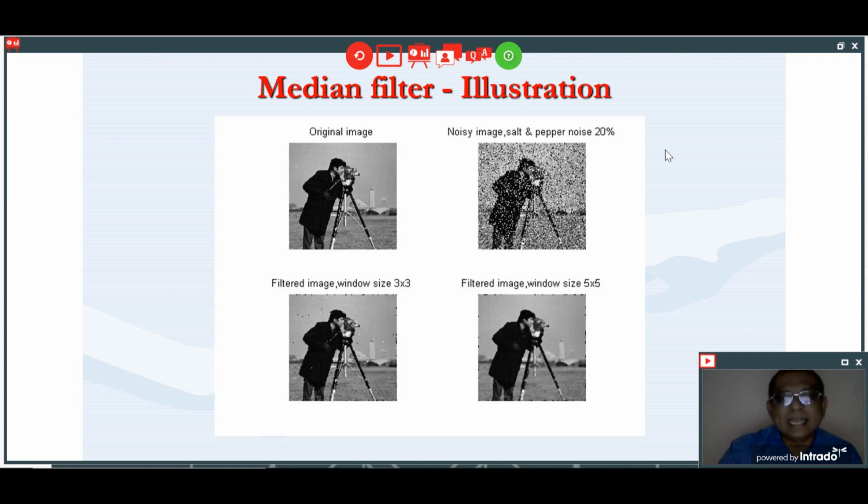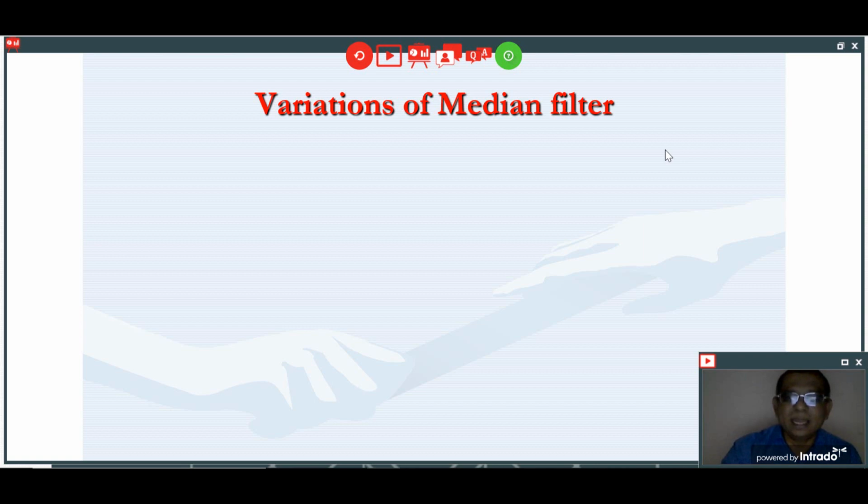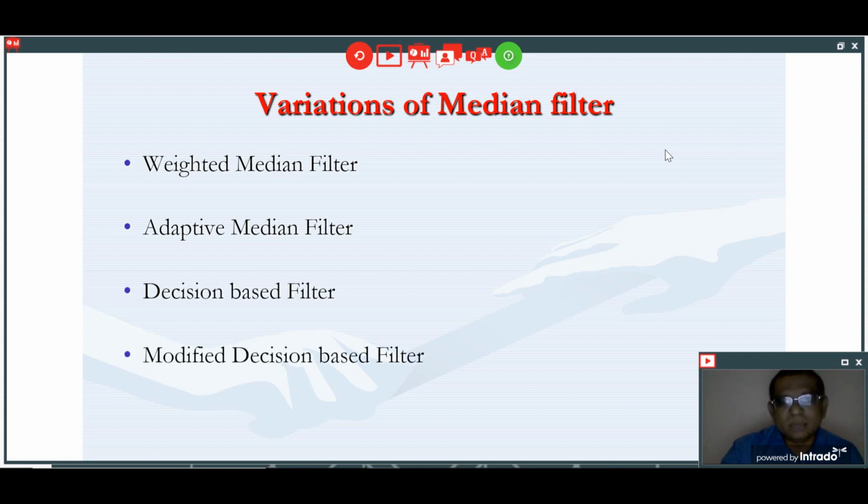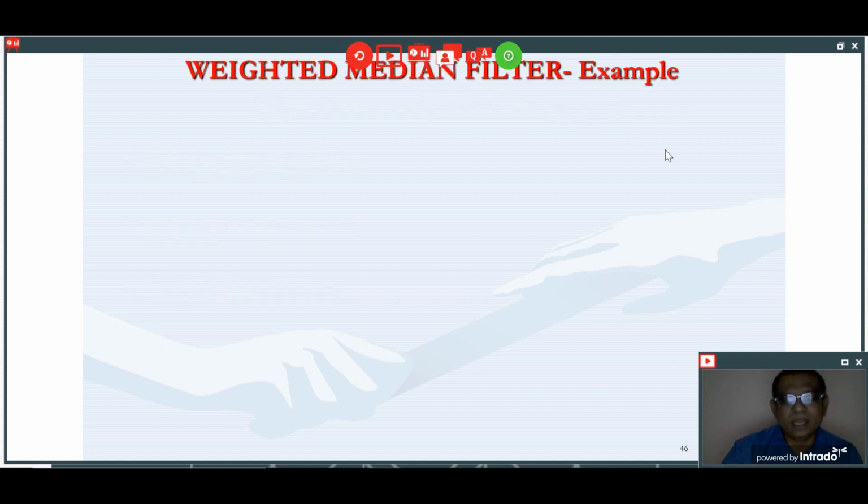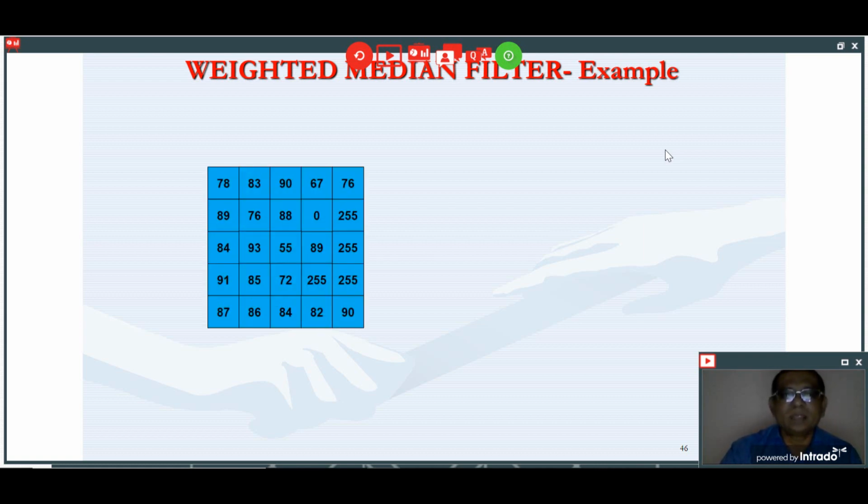So how to retain the edge information as well as minimize the impact of noise? Different variants of median filters are there in the literature, as given in this slide. One is the weighted median filter, adaptive median filter, then decision-based filter, and then modified decision-based filter. These are all different variants of the median filter. In this, we will try to address two important filters: one is the weighted median and the other one is the adaptive median filter.